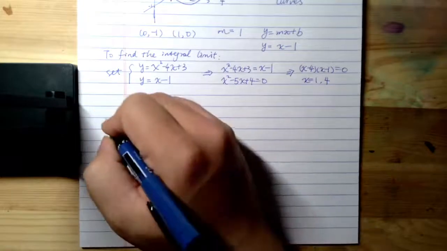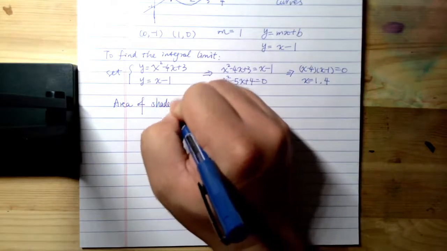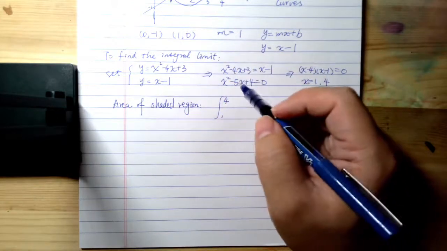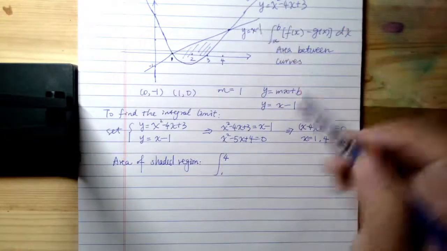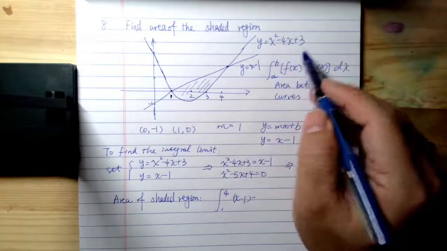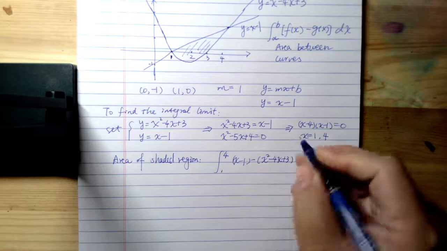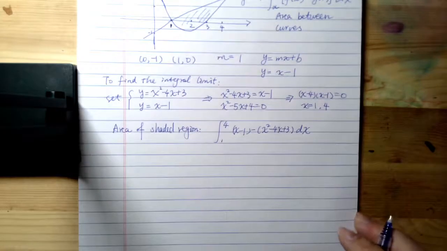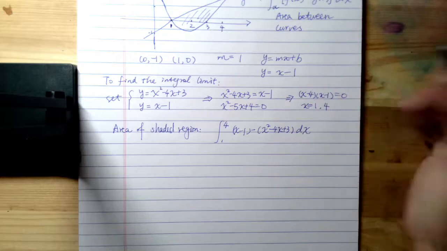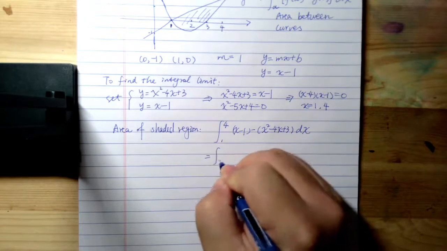So we can set up the integral. The area of the shaded region is the integral from 1 to 4 of the upper function, x minus 1, minus the lower function, which is given here, x squared minus 4x plus 3, dx. Once you set this up, I would say 80% of the work is done. All you need to do is simplify and then evaluate this definite integral from 1 to 4.